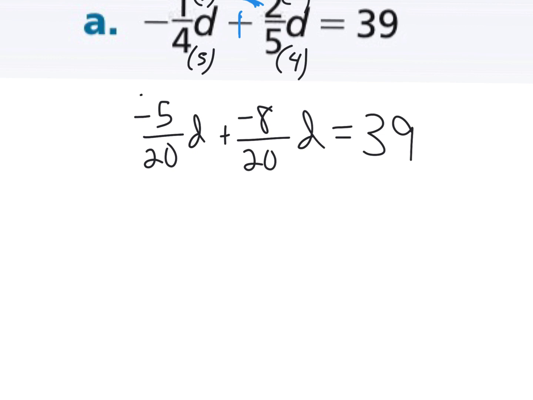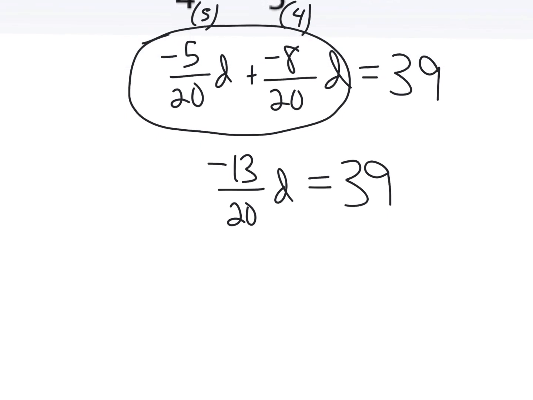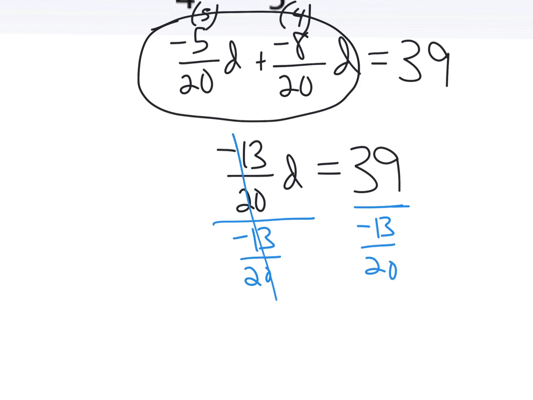These are like terms then that we can combine together. That would be negative 13/20 D. Working together. To solve this then, they are multiplying, so we could divide by negative 13/20 to get those to cancel.